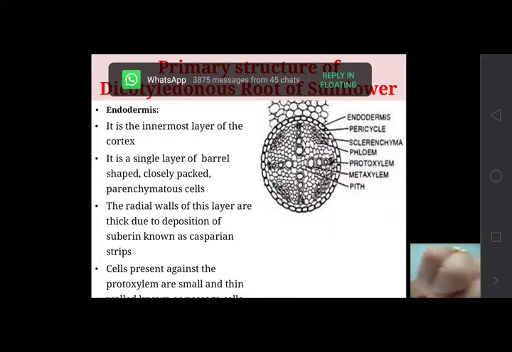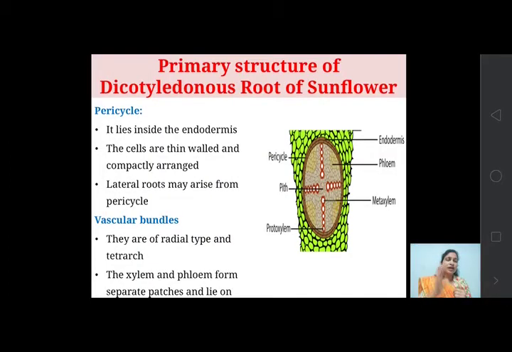Okay, so let's see another structure that is present inside the endodermis. Just inside the endodermis, there is again a single layered structure, or in some cases it may be multi-layered, but in the root it is a single layered structure. Just inside the endodermis, there is a second layer, that is known as the pericycle layer. It lies inside the endodermis. The cells of the pericycle are thin walled and compactly arranged.